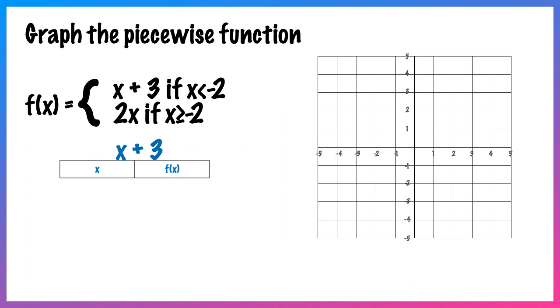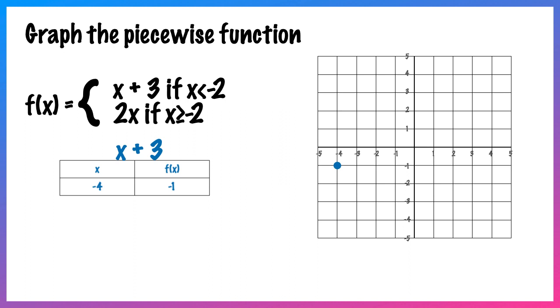So this exists when x is less than negative 2, so I'm going to choose a value less than negative 2 to plug in. I'm going to plug in negative 4, but you can use anything less than negative 2. Negative 4 plus 3 is negative 1, so I have the point negative 4, negative 1, and I'll go ahead and plot that.